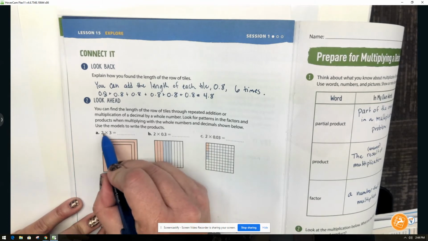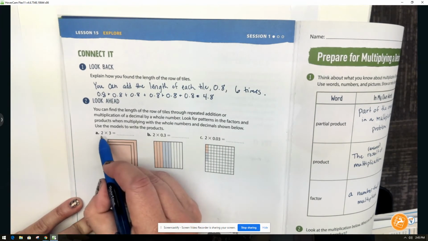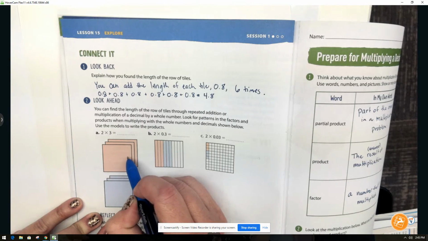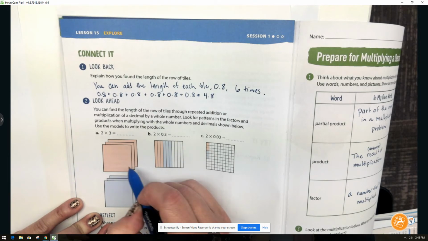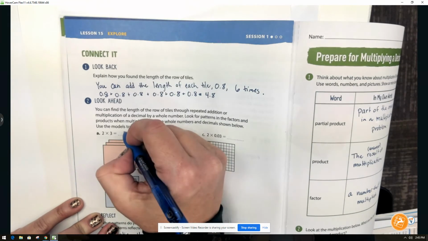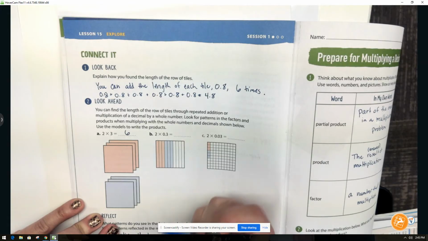So 2 times 3. So we have two groups. That's where the 2 comes from. And in each group, there are 3. That's where the 3 comes from. So if we were to add each whole number all together, we would have 1, 2, 3, 4, 5, 6. So 2 times 3 is 6, or 6 wholes.